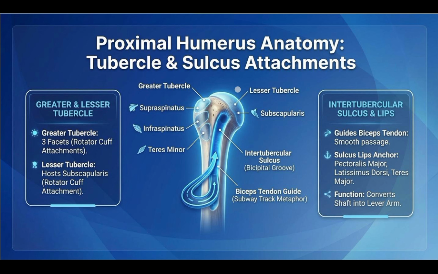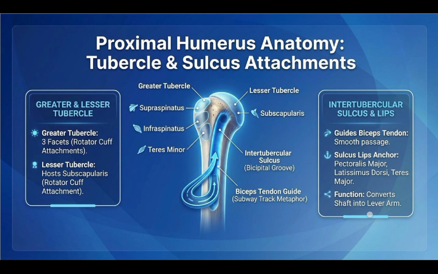This is the intertubercular sulcus, also known as the bicipital groove. What is it doing? It separates the greater tubercle from the lesser tubercle. Think of it as a bicipital tendon guide, a subway track metaphor. The lips of the intertubercular sulcus guide the biceps tendon for smooth passage. The sulcus provides an area for passage of the biceps brachii muscle, and the sulcus lips anchor pectoralis major, latissimus dorsi, and teres major.